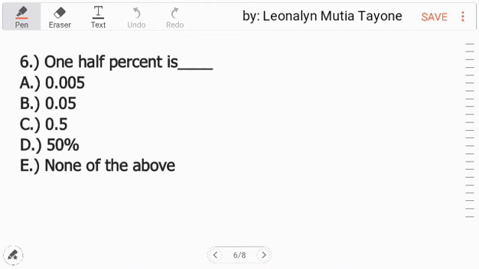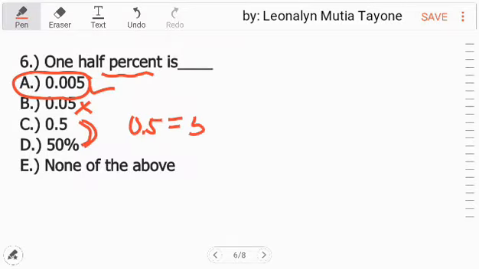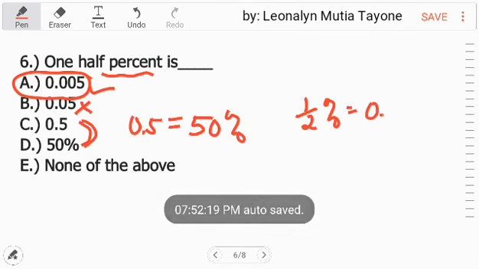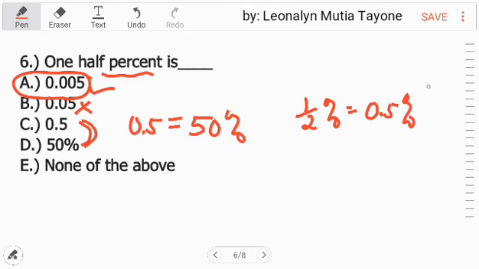Number 6. 1/2% is what? The answer here is letter A. B is not correct. C and D are the same. 0.5 is equivalent to 50%, but not equal to 1/2%. 1/2% is equivalent to 0.5%.